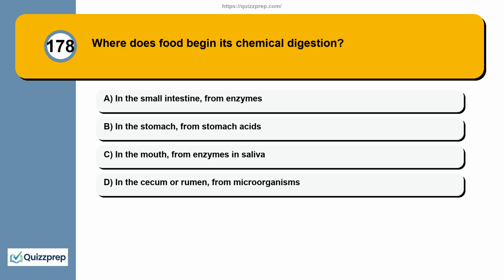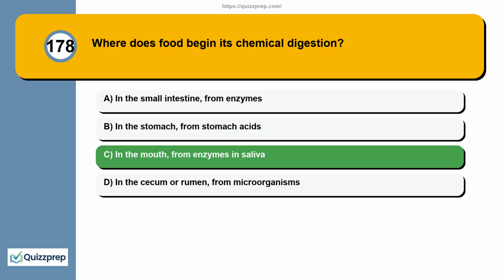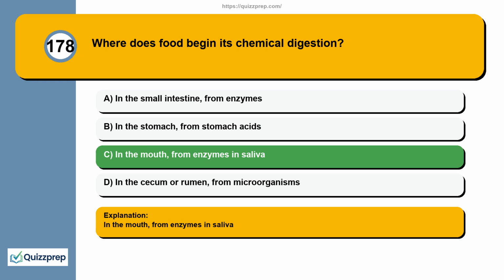Option A. In the small intestine, from enzymes. Option B. In the stomach, from stomach acids. Option C. In the mouth, from enzymes and saliva. Option D. In the cecum or rumen, from microorganisms. The correct answer is option C. In the mouth, from enzymes and saliva.